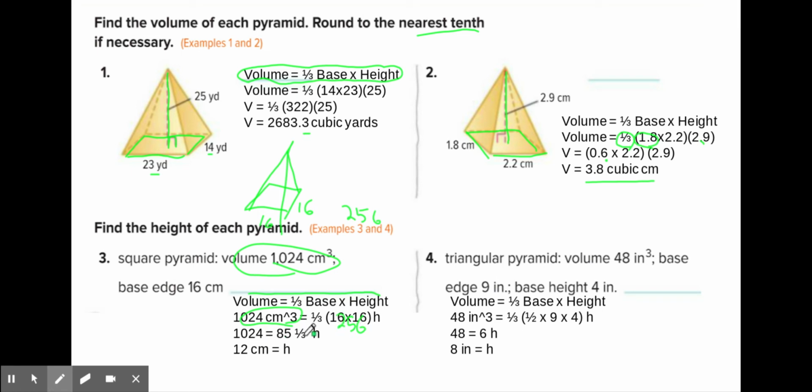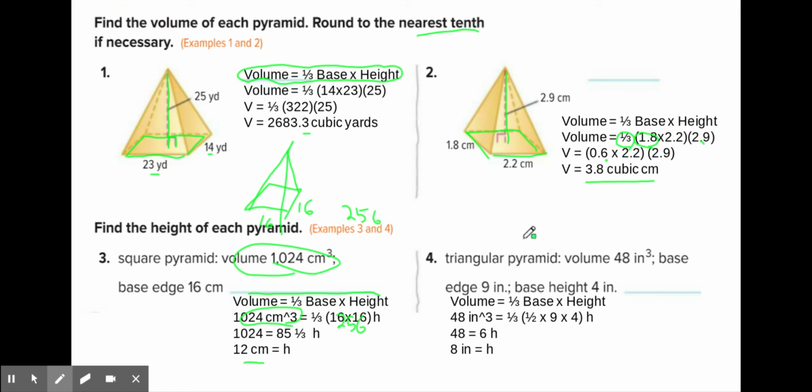Now you get a single step equation. And so you just divide both sides by 85 1/3. And you end up coming up with 12 centimeters here. If you know how to divide 256 over 3, it works out exactly to 12, because otherwise you're just kind of repeating decimal or something in there. But either way, 12 centimeters.